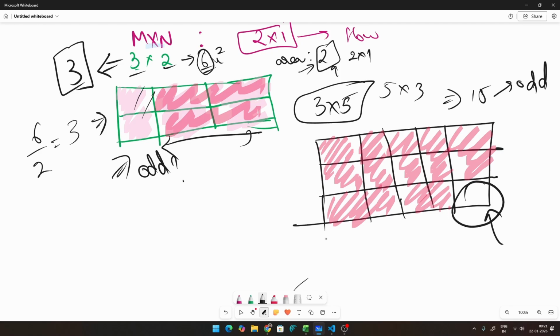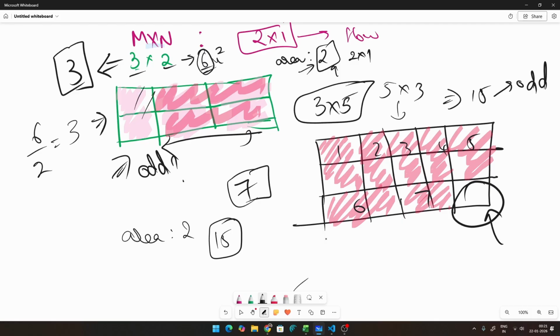Correct? Now, how many dominoes are being placed? 1, 2, 3, 4, 5, 6, 7. I am able to place 7 dominoes. Now, what is the area of the domino? 2, correct? And what is the area that I'm given? 15. Now, I need to calculate something.